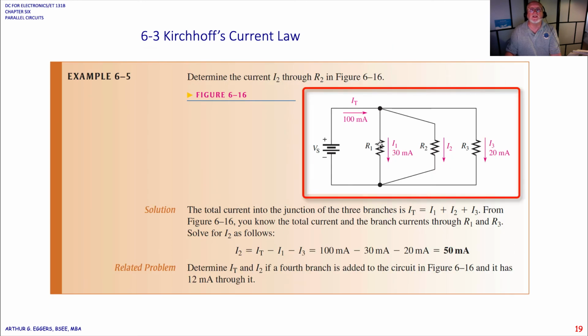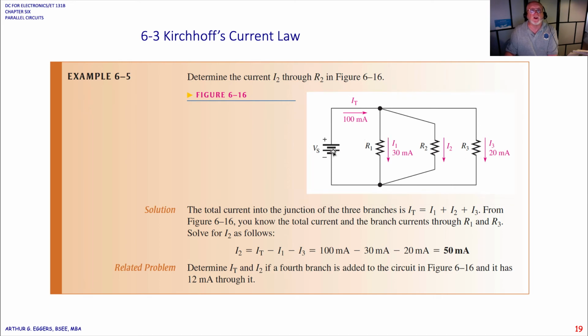Okay, again, this is an example, a circuit drawn just a little differently. Can we use Kirchhoff's current law to solve? Absolutely. We've got a total current of 100 milliamps. We've got 30 milliamps in one. We don't know what the current is in two. We do know what the current is, 20 milliamps in three. So we can use Kirchhoff's current law to solve for I2.